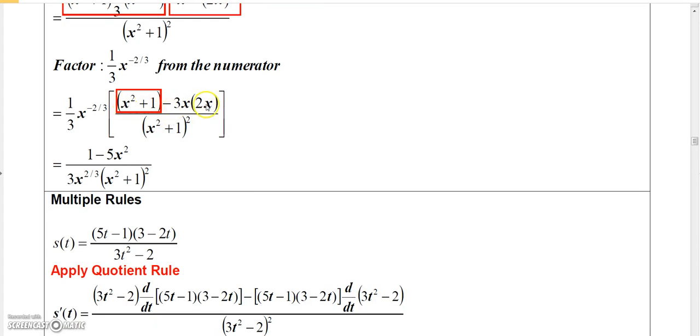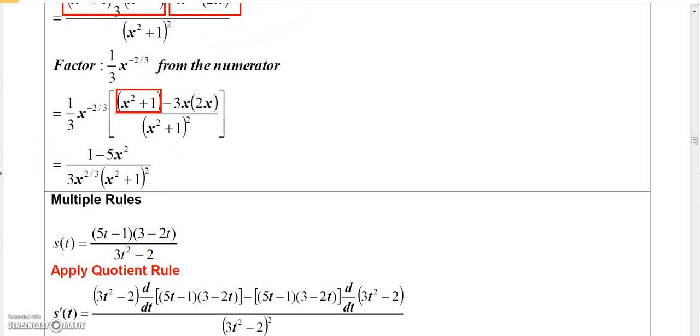This is minus 6x squared, so that would give us minus 5x squared, and then we have the 1. So the numerator would be 1 minus 5x squared. Now the x to the negative 2/3, I can move it to the denominator and change it to x to the positive 2/3, and of course the 3 would stay in the denominator. And also the x squared plus 1 quantity squared would stay in the denominator.